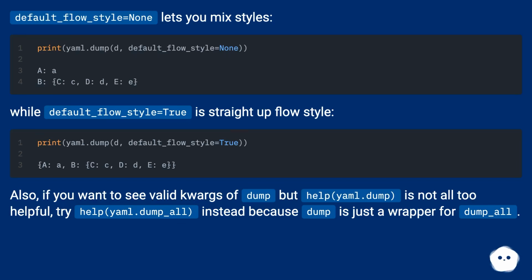Also, if you want to see valid arguments of dump but help(yaml.dump) is not all too helpful, try help(yaml.dump_all) instead, because dump is just a wrapper for dump_all.